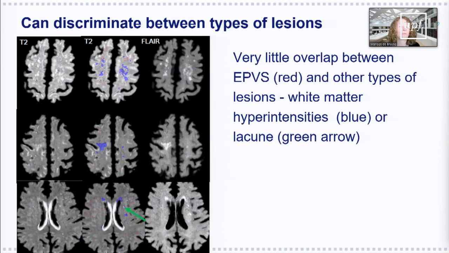And then finally, we've looked at the overlap between the enlarged perivascular spaces and possible other lesions, white matter hyperintensities, and lacunes, which could look similar. And even with the very limited information that our model got, but it got it in a very large data set, we found that this model could actually, to a large extent, discriminate between these lesions, even just using one MRI sequence, only the T2 image as input.